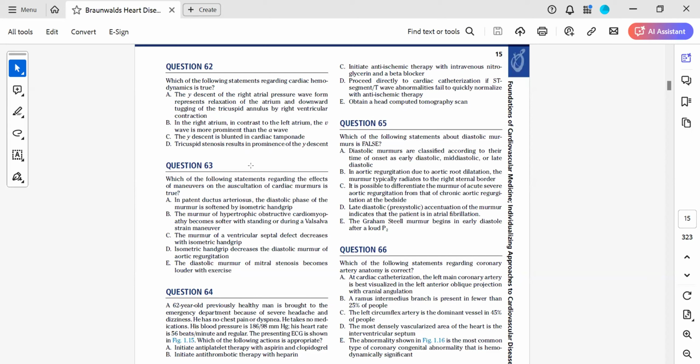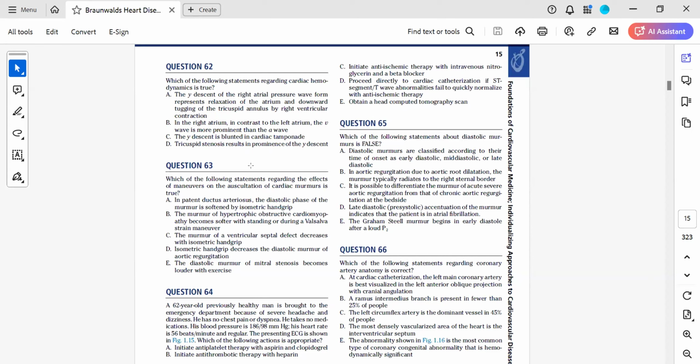When you have mitral stenosis, you can only have this presystolic accentuation when they are in sinus rhythm. So once they go into atrial fibrillation, you lose that. You don't get the presystolic accentuation anymore. Okay, I agree with that option. Since there is a loss of the atrial kick in atrial fibrillation, you cannot have that presystolic accentuation. So that makes option D false. So all the others are true.